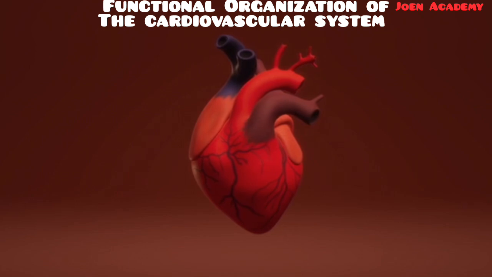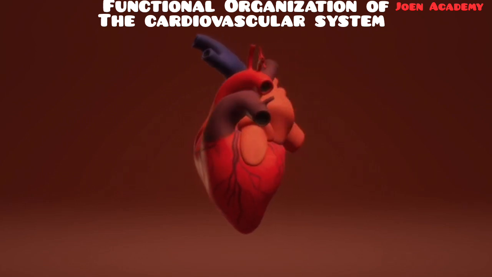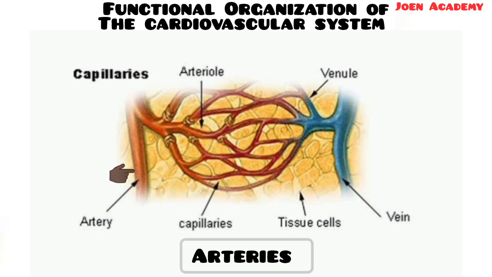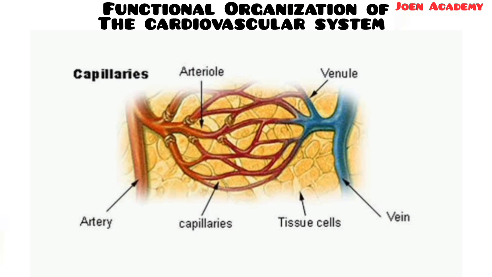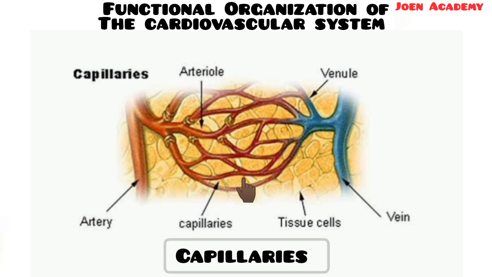The vessels which carry blood away from the heart are called the arteries, and their smallest divisions are known as the arterioles. The other blood vessels that convey blood from the tissues back to the heart are called the veins, while their smallest divisions are regarded as the venules. Another type of blood vessels which connect the arterioles to the venules are known as the capillaries.